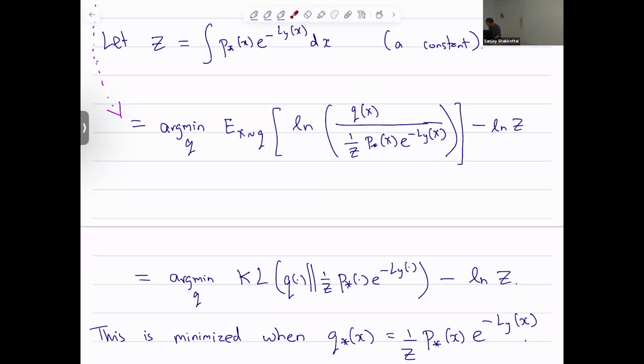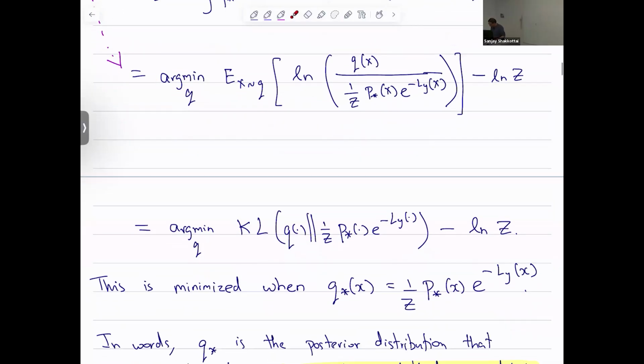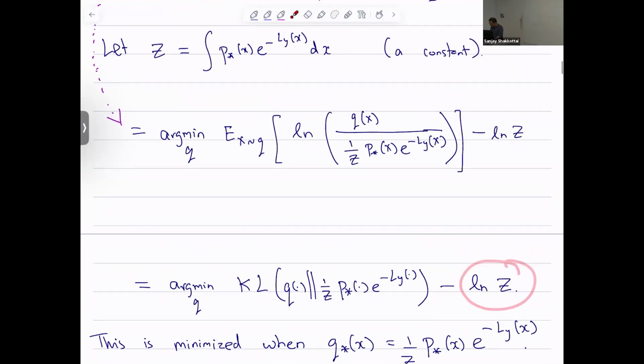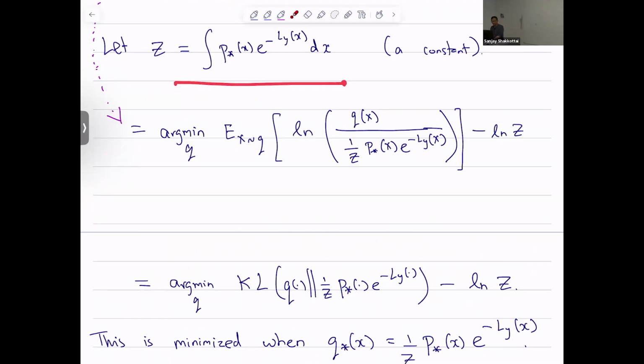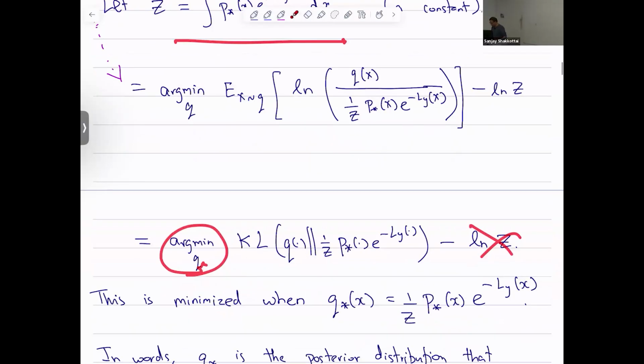This one doesn't have any Q at all in it, because the Z is just the integral of P star e to the minus L. So I don't need to worry about that when solving this optimization problem. So what is the one that minimizes the KL? Q must be equal to this.